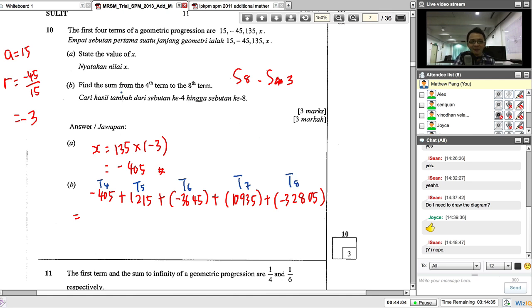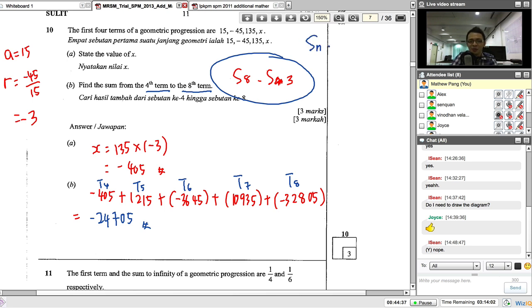Sum from the fourth term to eighth term. Alright, so I just add all of them together using the calculator. -405 plus 1215 minus 3645 plus 10935 minus 32805. Yep. So you got the answer, which is -24705. Of course, if you want to use the other method, that is okay also. If you want to use that method, you must understand.